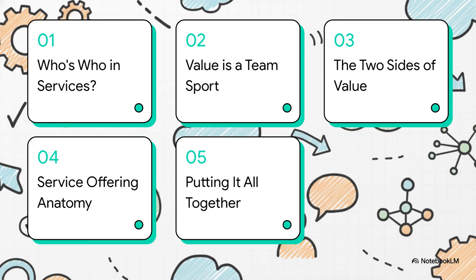So, here's our game plan. First, we'll get the cast of characters straight. Then we'll see how they work together. We'll define what value even means in ITIL, break down a service offering piece by piece, and then wrap it all up. Sound good? Let's start with who's who.